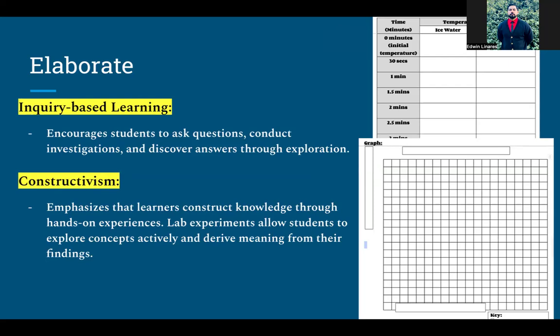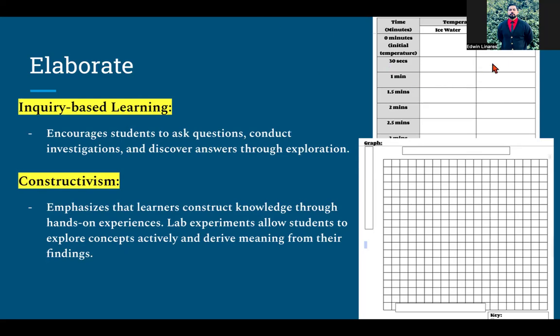This lab would also be closely related with constructivism because it emphasizes that learners construct knowledge through hands-on experiences. So lab experiments allow students to explore concepts actively and derive meaning from their findings.